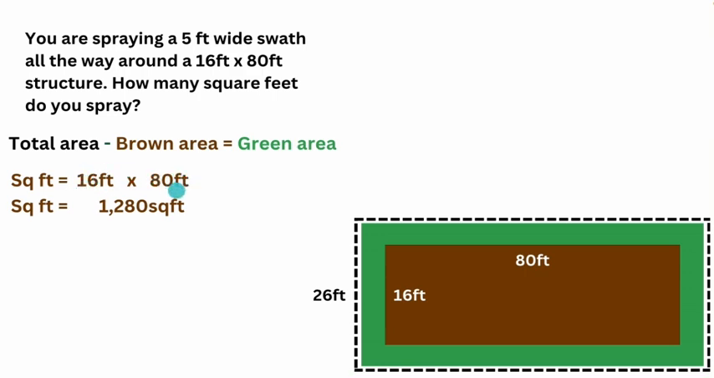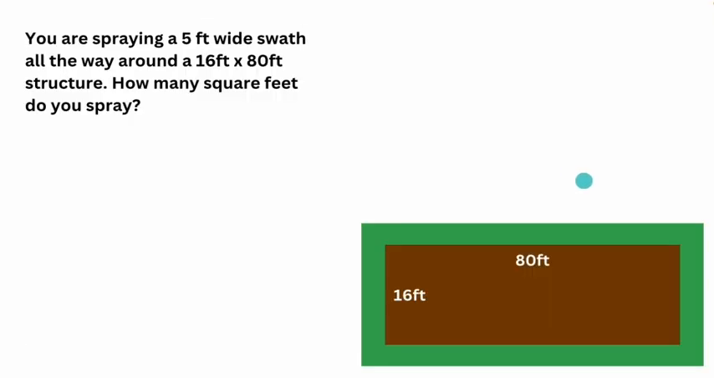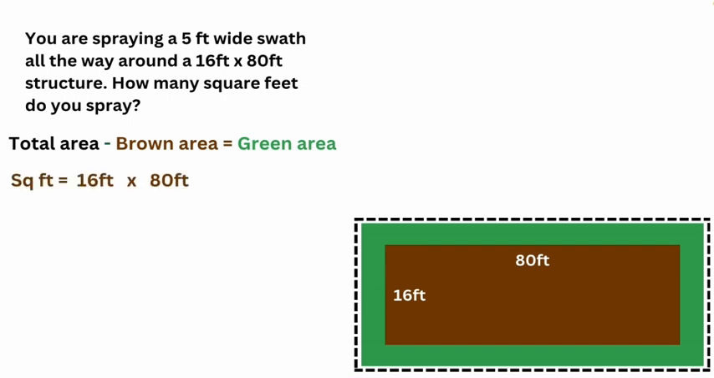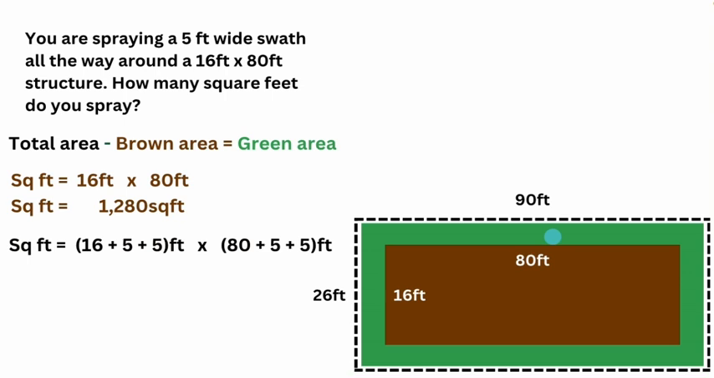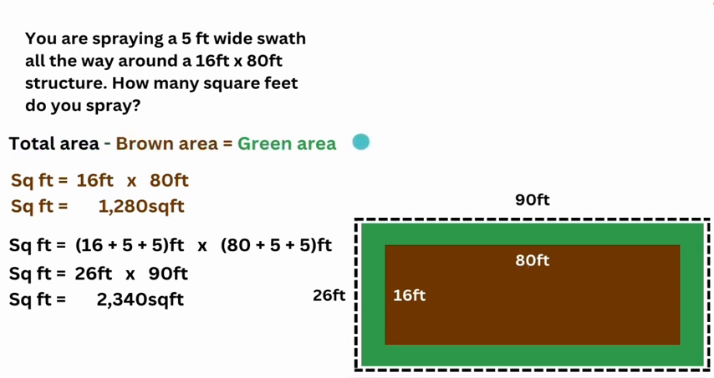Okay, we found out 16 times 80 is 1,280. I keep going back to the wrong slide. 16 times 80 is 1,280. Then we found out that this side, the shorter side, is 26 feet long. The longer side is 90 feet long. 16 plus 5 plus 5, 80 plus 5 plus 5. Okay? So, we already did the math on the calculator. 26 times 90 is 2,340. And now we're doing total area minus the brown area equals the green area.